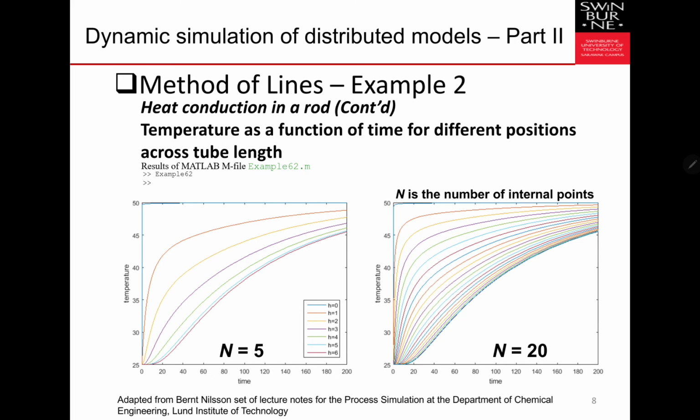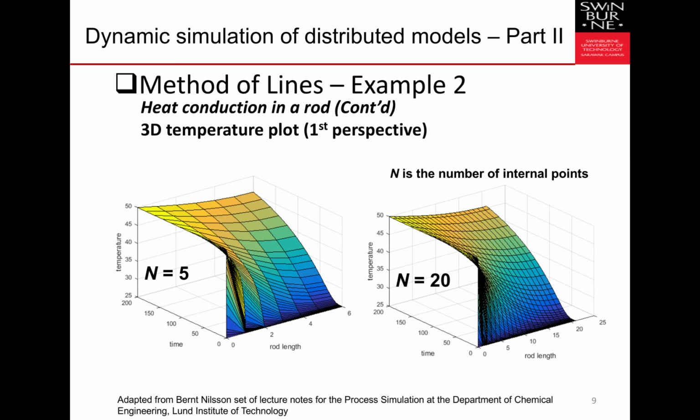In the first figure, let's say on the left hand side, I use 5 internal grid points. On the right hand side, I use 20 internal grid points. Each of the different colored curves gives a different location within the rod, as a function of time. And as you can see, if you use 20 internal points, there will be more curves.